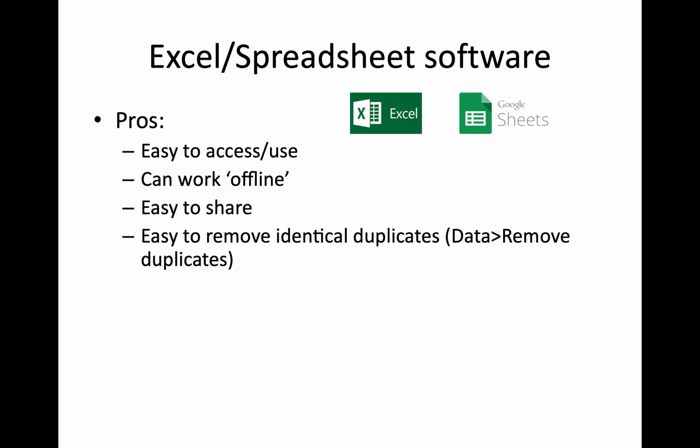So Excel or spreadsheet software like Google Sheets has a number of benefits. It's easy to access and use. Most people have this software. If they don't, it's free to get access to things like Google Sheets or OpenOffice. You can work offline in these platforms, so you don't need to be connected to the internet to use them necessarily. People are very familiar with them as well in general, so it's easy to assign work to people and not have to have a steep learning curve with a new software.